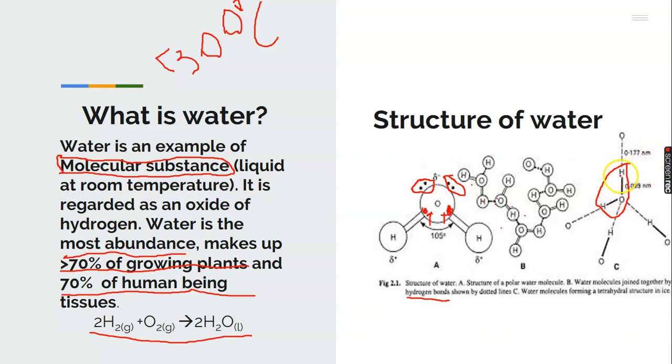So when you look at the bond within one molecule of water, you can call it an intramolecular bond, or an interatomic bond. That's 0.039 nanometer. As you can see, the three things you have to take away from this structure is that the water molecule is formed by hydrogen bond.